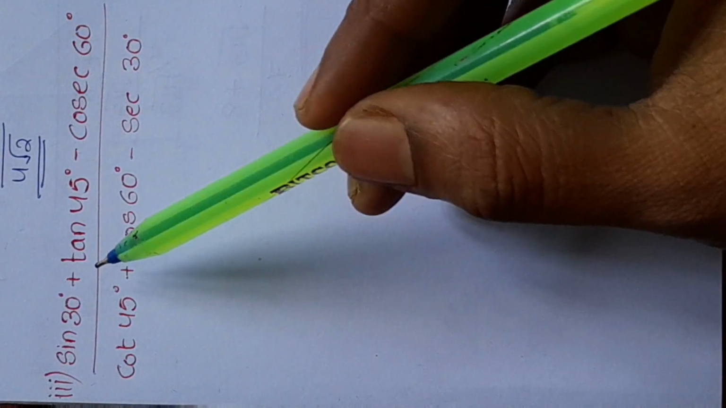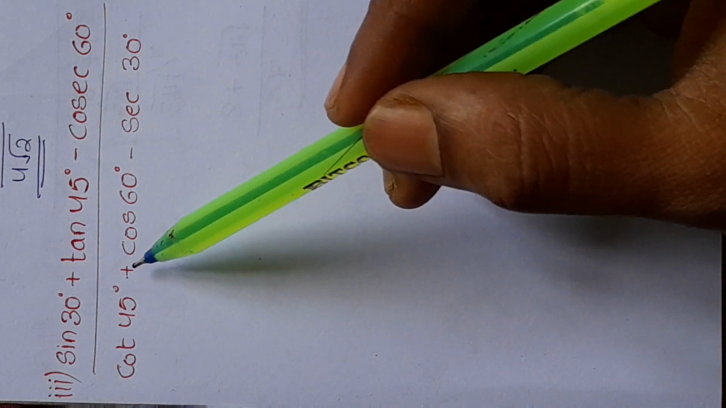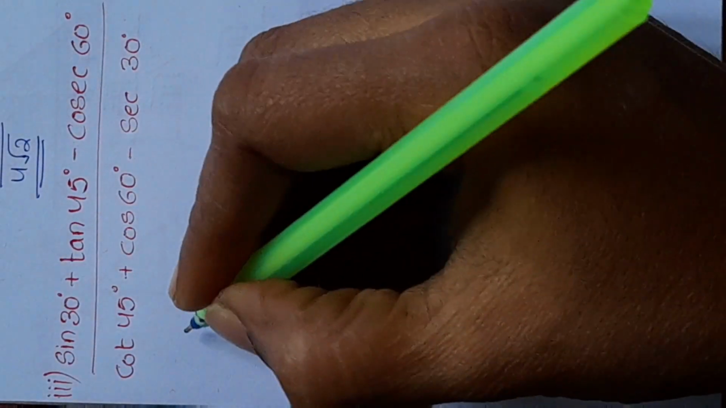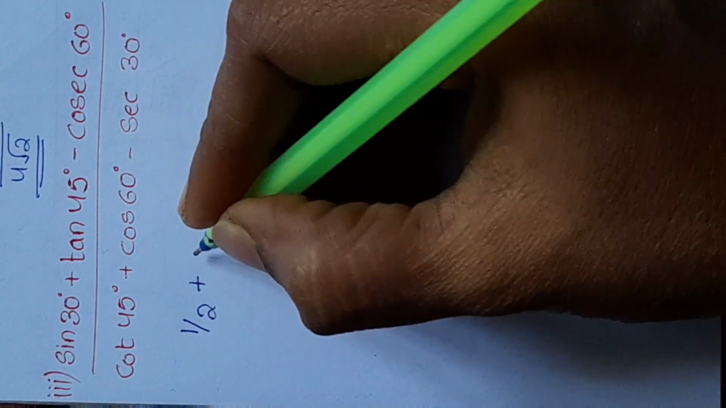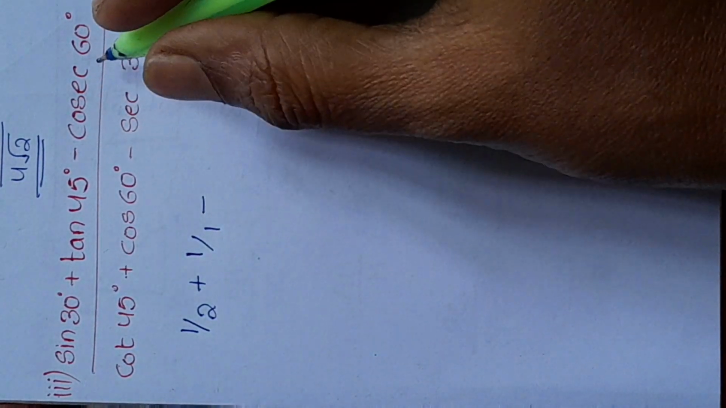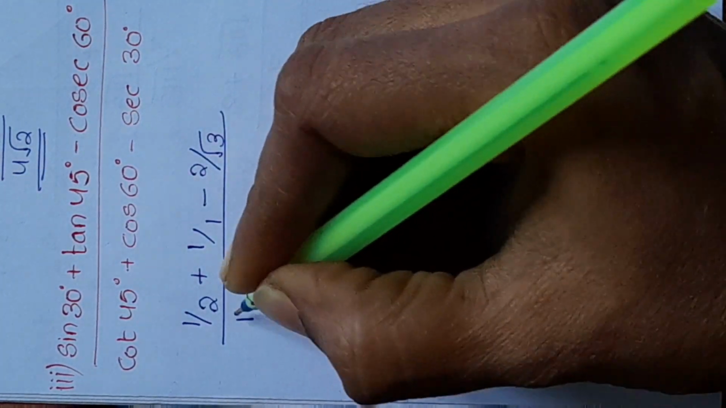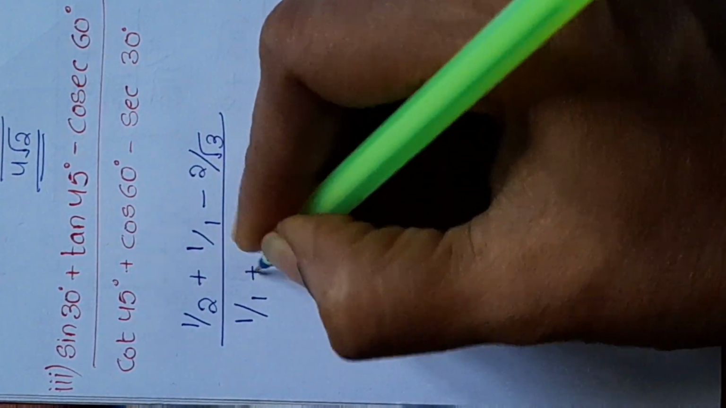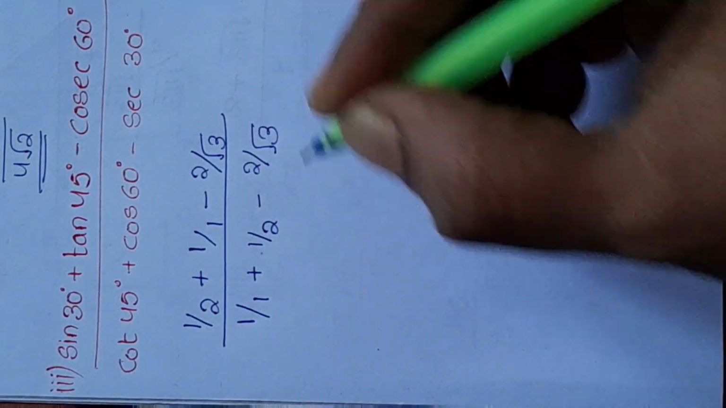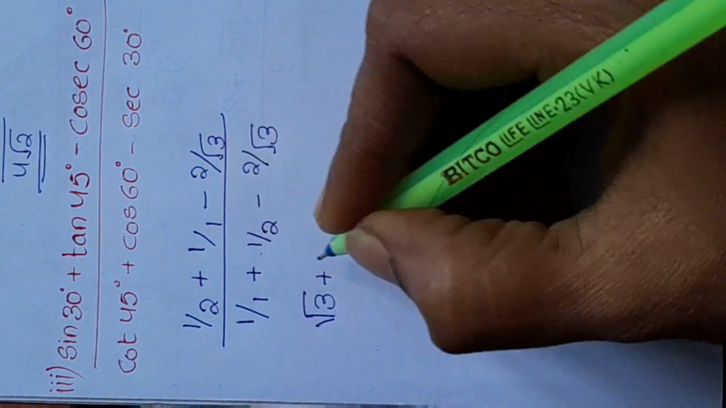Third one, sin 30 degrees plus tan 45 degrees minus cosecant 60 degrees by cot 45 degrees plus cos 60 degrees minus secant 30 degrees. Sin 30 value is 1 by 2 plus tan 45 value is 1. This can be written as 1 by 1 minus cosecant 60 degrees is 2 by root 3 by cot 45 is 1. So this can be written as 1 by 1 plus cos 60 degrees is 1 by 2 minus secant 30 degrees is 2 by root 3.